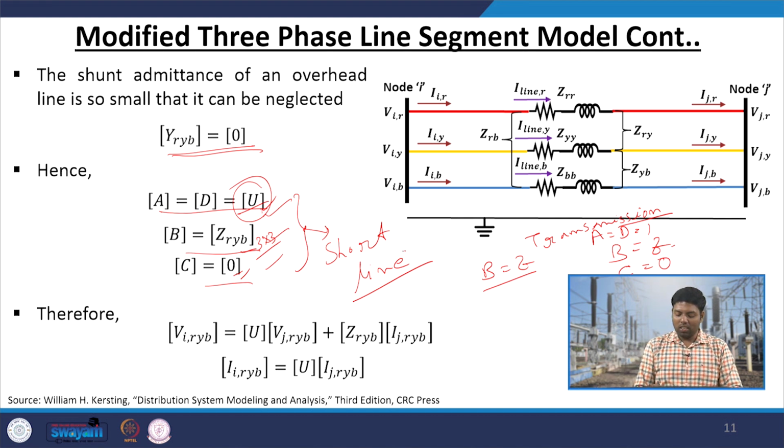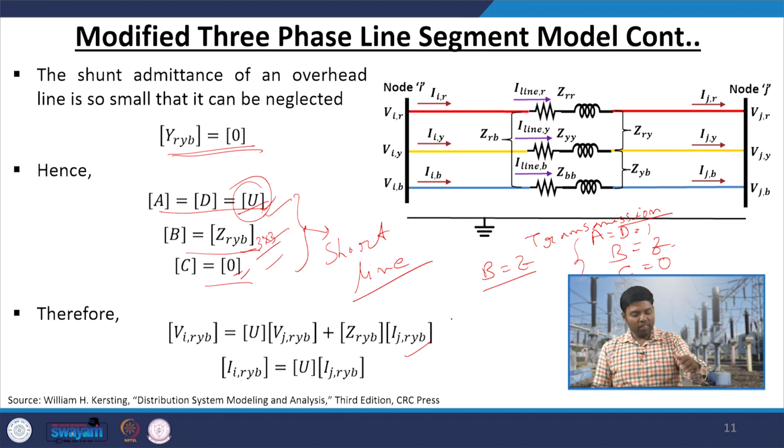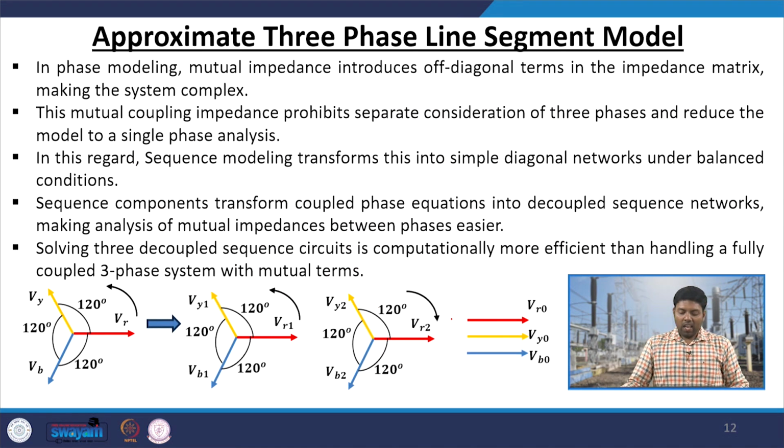Otherwise, you can see the resemblance between the short transmission line and an unbalanced distribution line, because the distribution line length is not very high, it is close to 20, 30 or 40 kilometers. So, we can think of it as a short transmission line. This is the modified, or you can say simplified, version of the 3 line segment model. Now, we will approximate that.